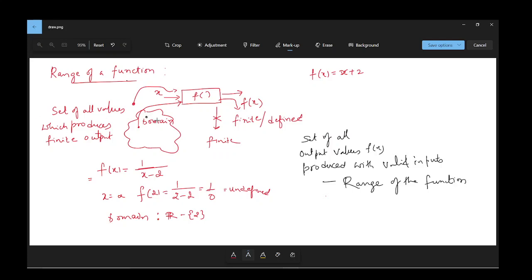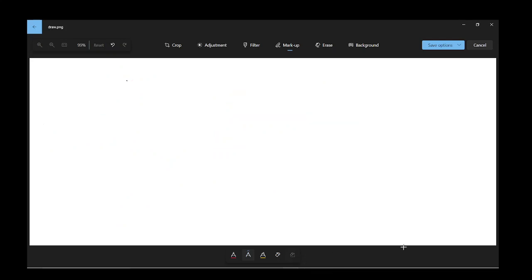Any value inside the domain, if plugged into this function, will produce an output, and this output will also have boundaries. This output boundary is called the range of the function. Let us take an example to understand this better.